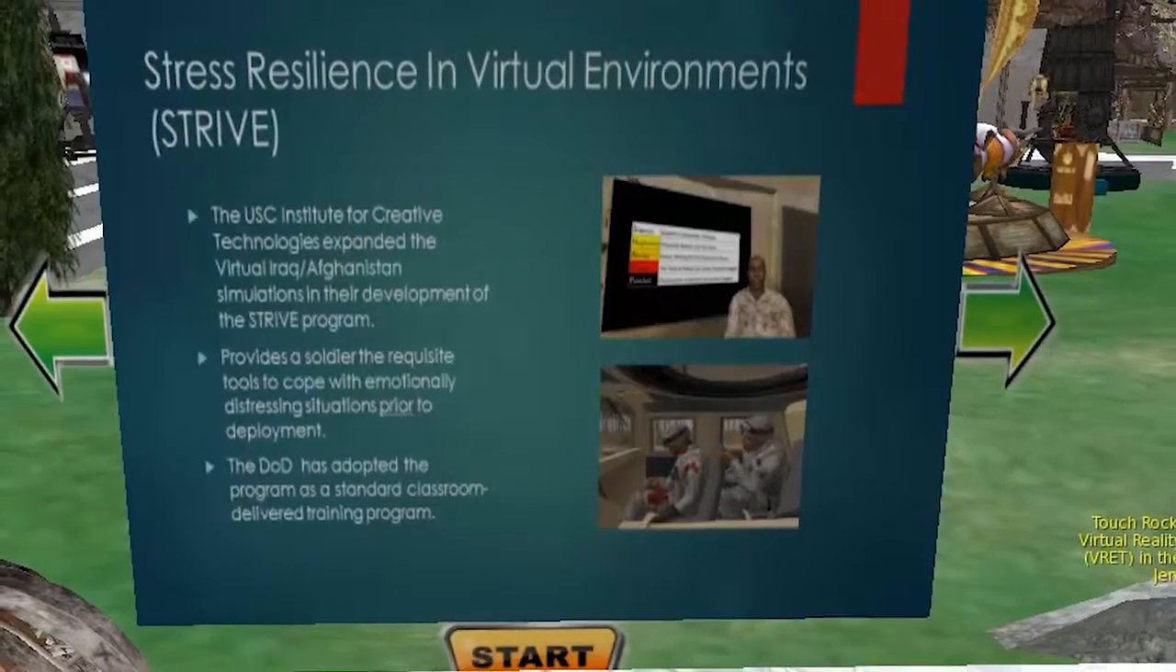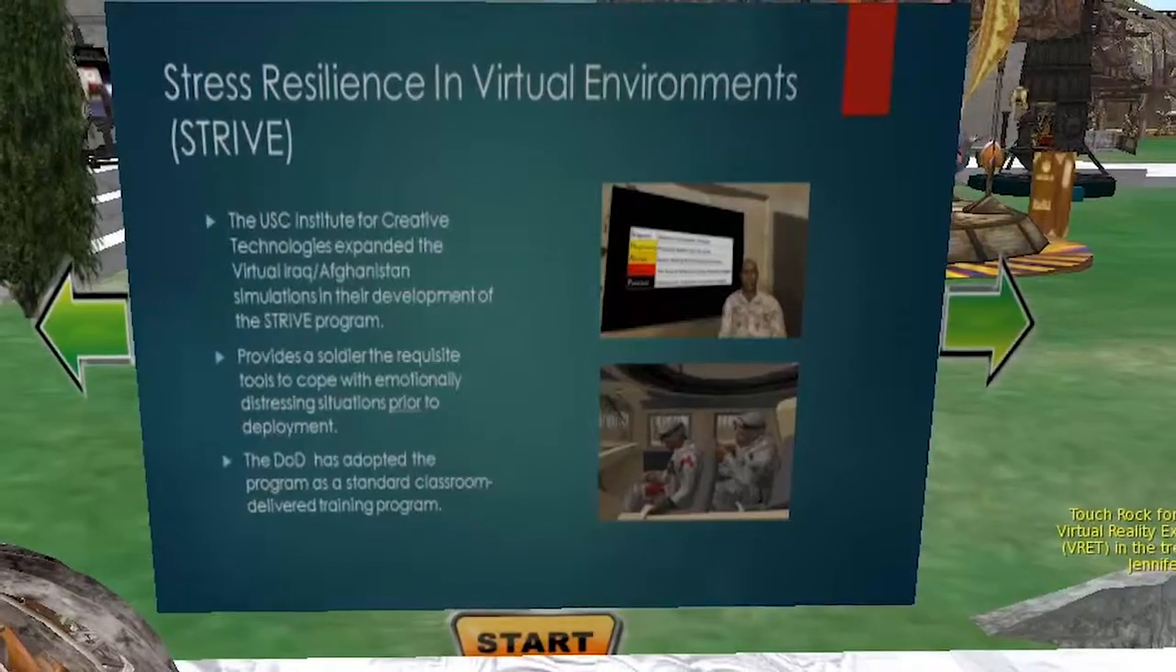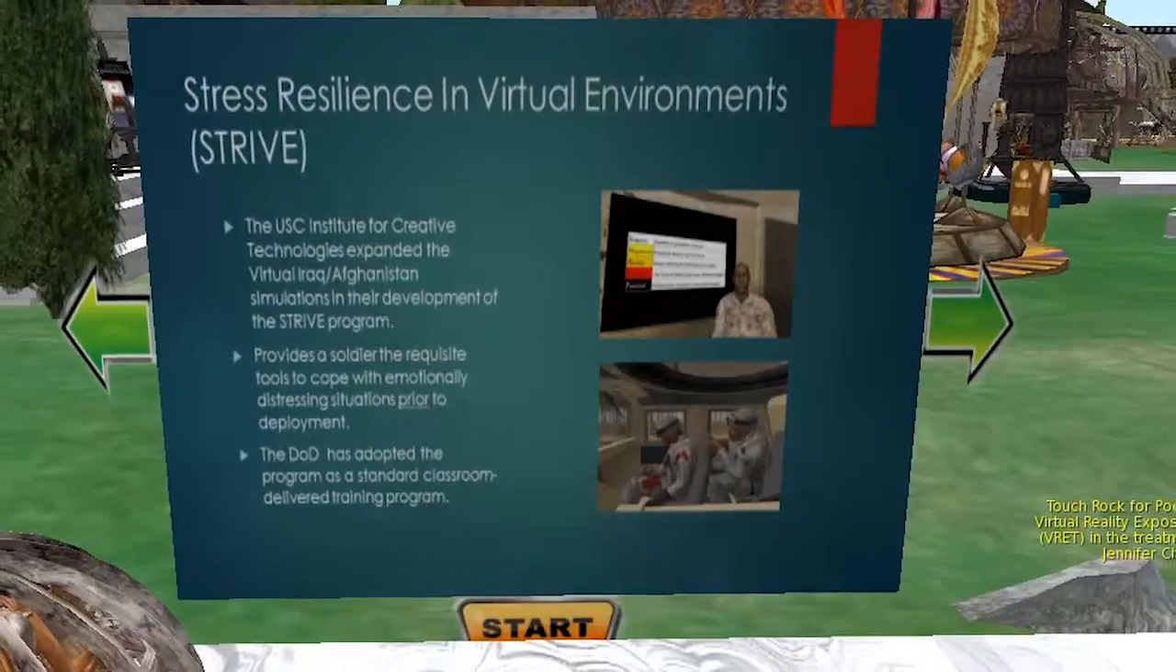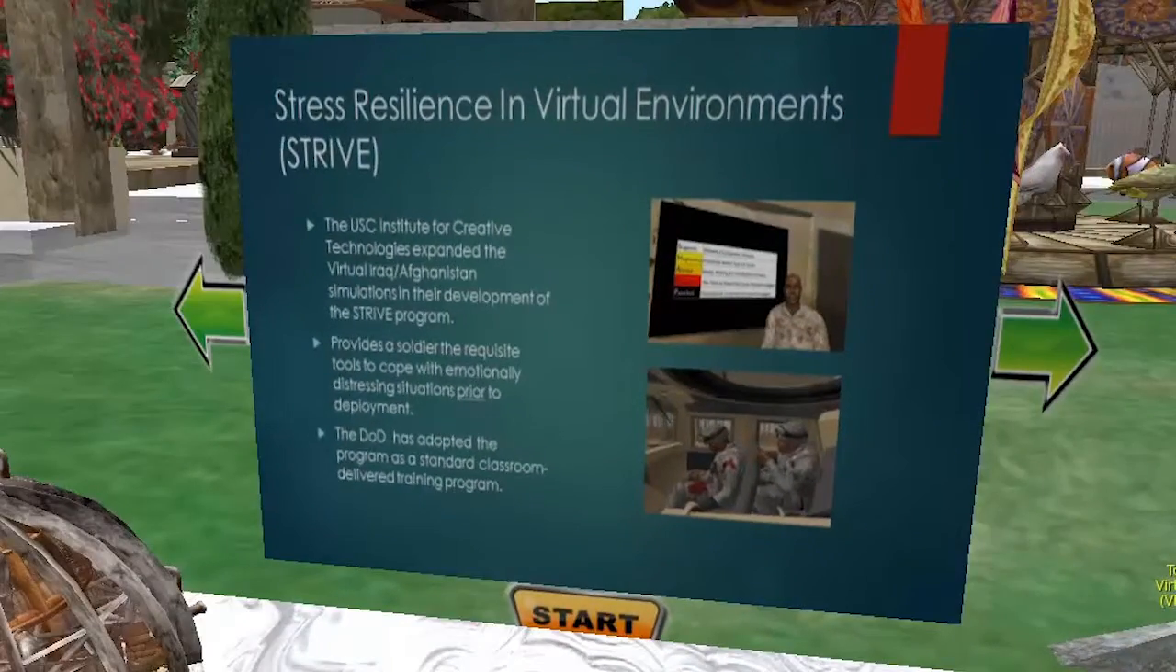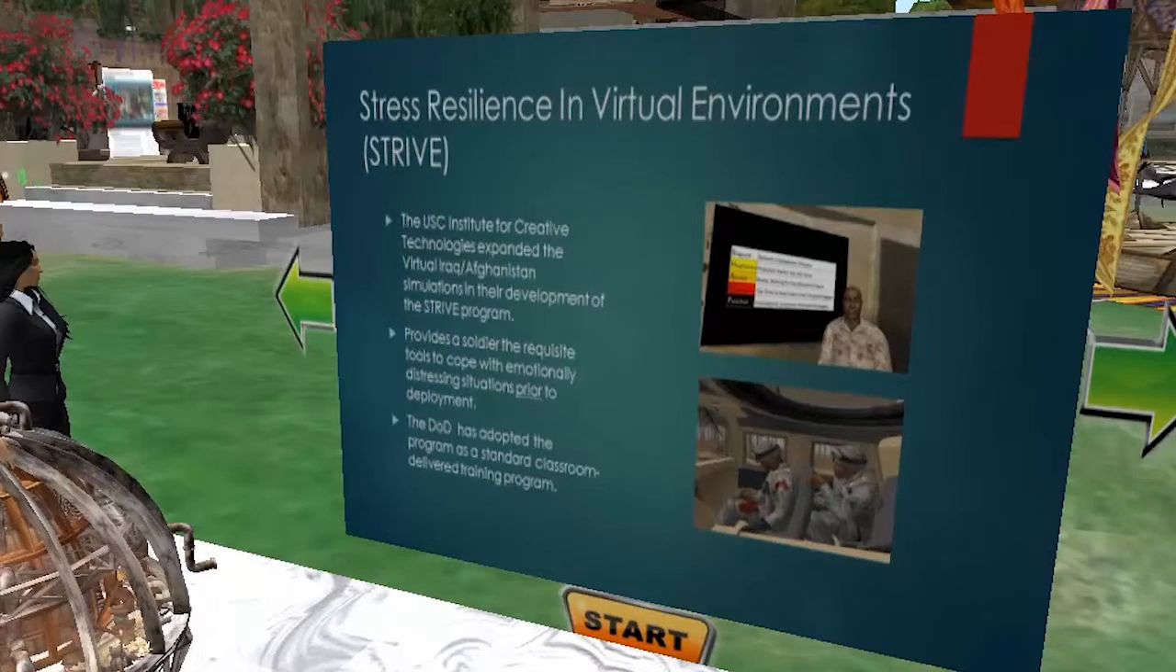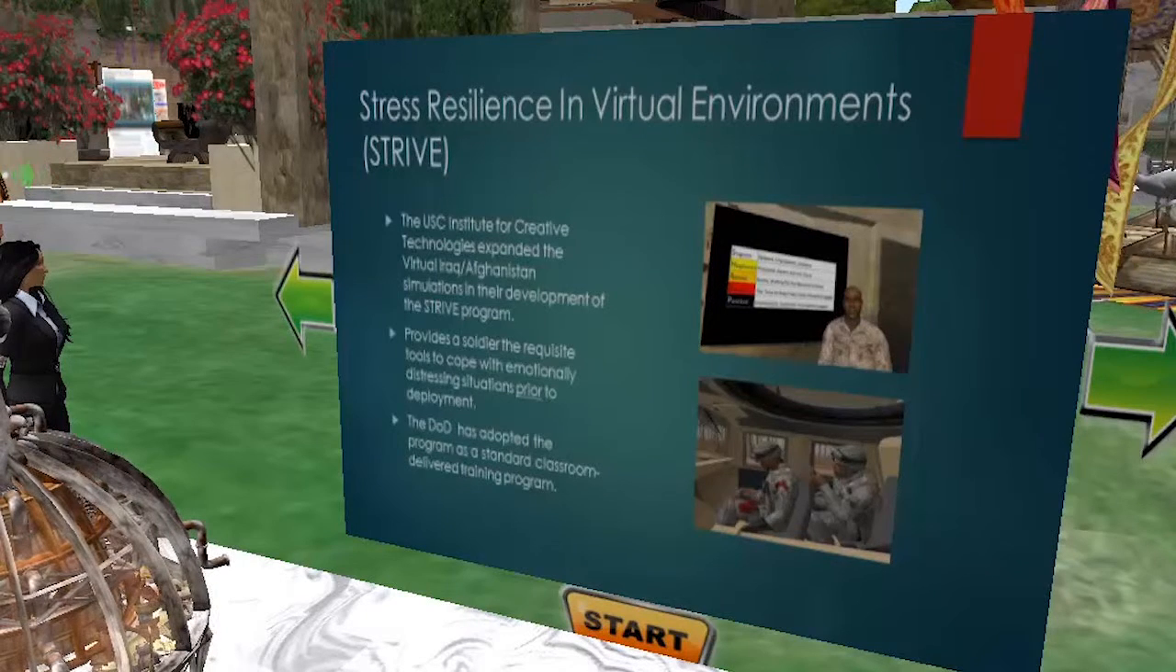Each 10-minute episode concludes with an emotionally distressing event in which a virtual human mentor character enters to guide the user through the simulation, encouraging them to employ appropriate coping mechanisms. The U.S. Department of Defense has since adopted the STRIVE program as a standard classroom-delivered training program.